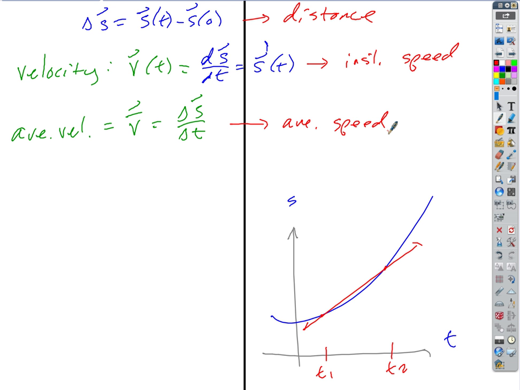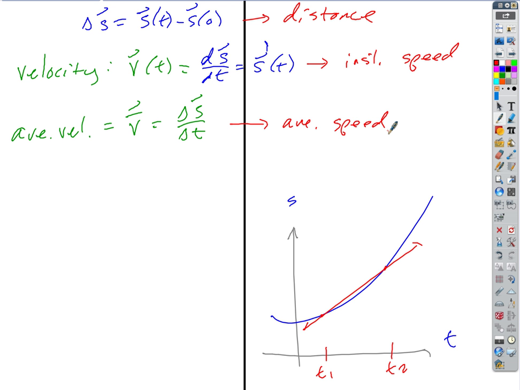Okay, so there's two different answers to the question. I was trying to be a little tricky there. There's two different answers to the question of average speed. You could be asking for the total distance you walked, or you could be asking for the magnitude of average velocity. And either way, they could be different, because if I started here and ended here, my average velocity would have been negative, but my average speed would have been positive.